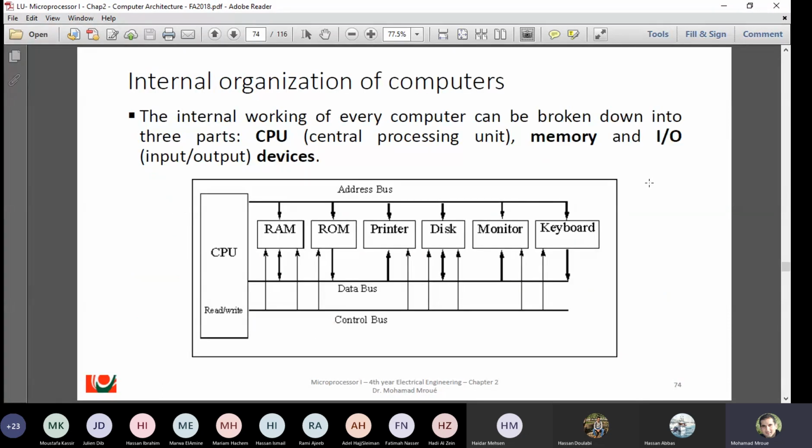So the internal working of every computer can be broken down into 3 parts. We have the CPU, and we will see this architecture with the 8085. So the CPU, for example, will be the 8085 microprocessor. We have memories, input output devices that could be connected to the CPU and managed through the address bus, data bus, and control bus.